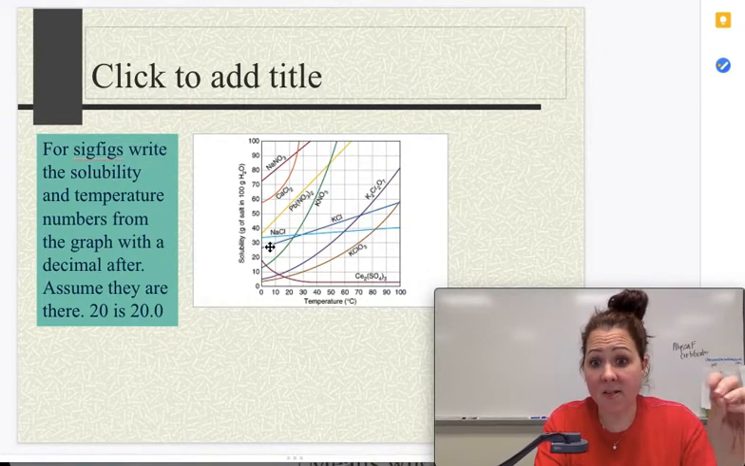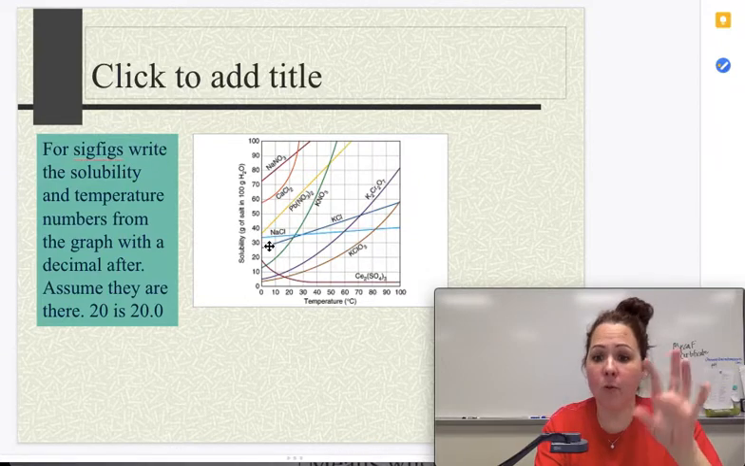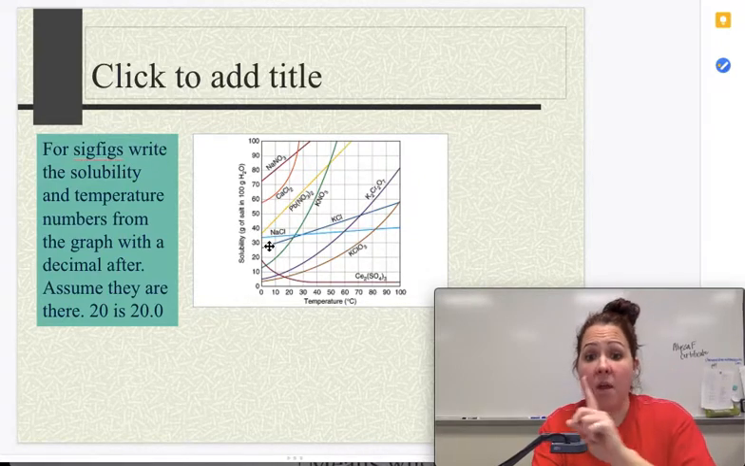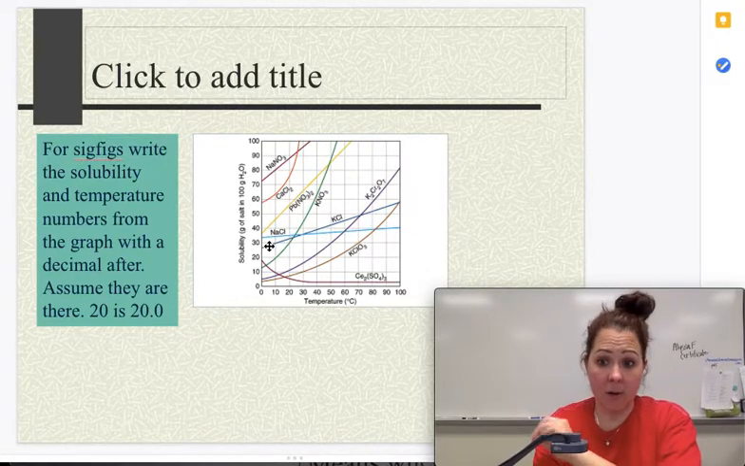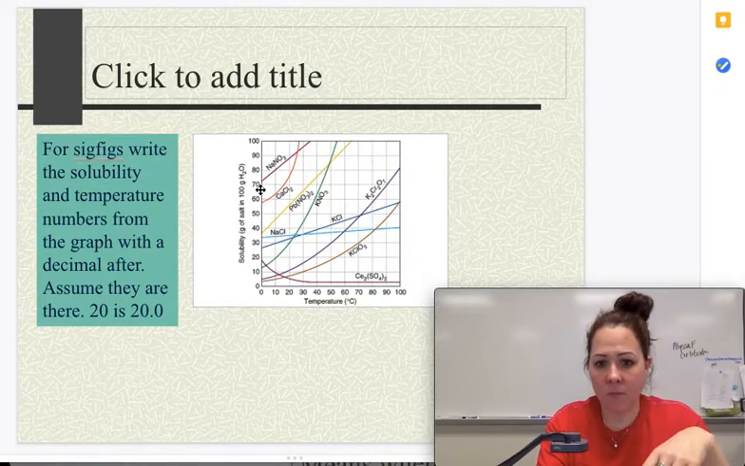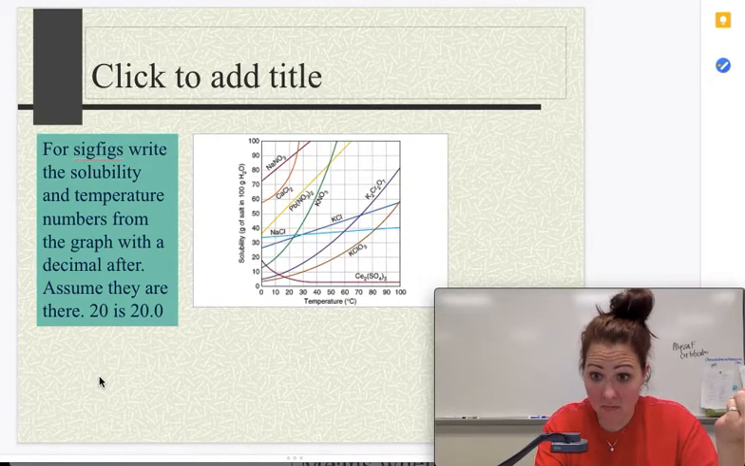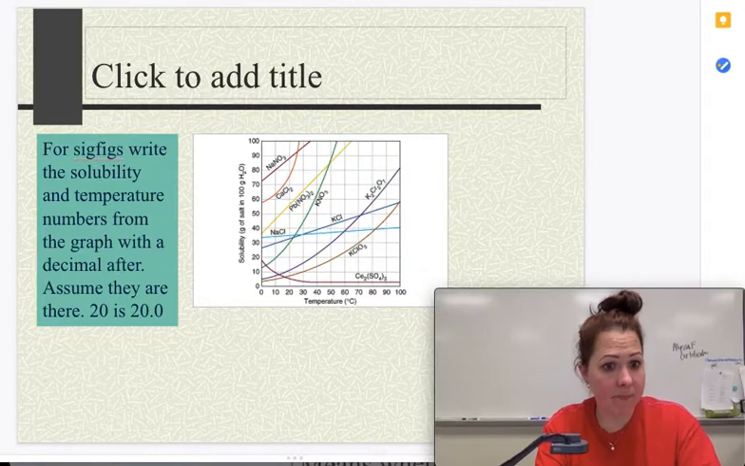So if you think that something is exactly 25 grams in 100 grams of water, it will be 25.0 in 100.0 grams of water. So always put that 0.0, or 0.5 if needed, but they'll be 0.0 because they go up by tens on the graphs, just for that sig fig factor.